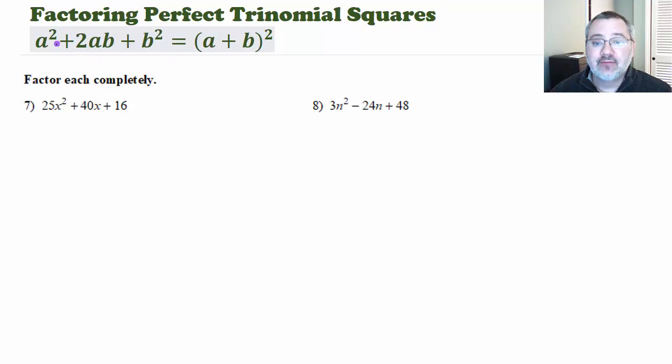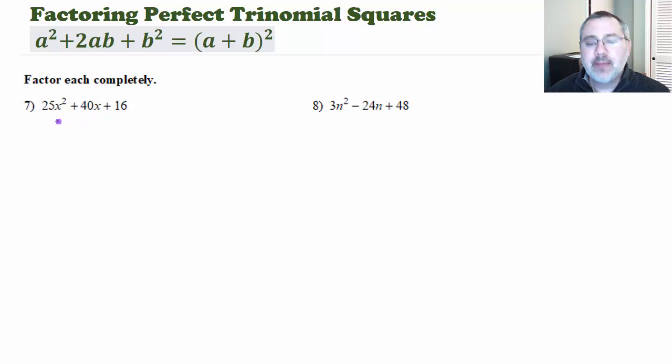Now, if this middle term is plus, then this middle term is plus. If this middle term is minus, then this middle term will be minus. And that's the only other thing we might have to think about. So let's take a look at our first example. Here we have a trinomial. There are no GCFs here.